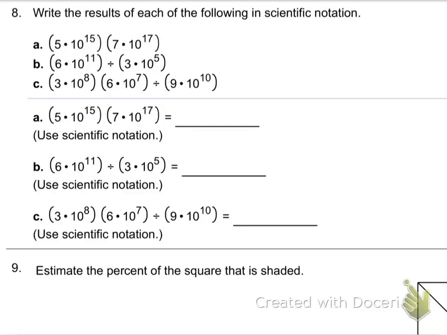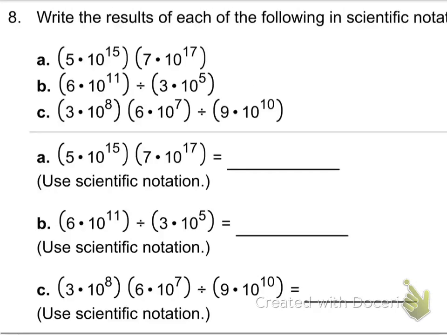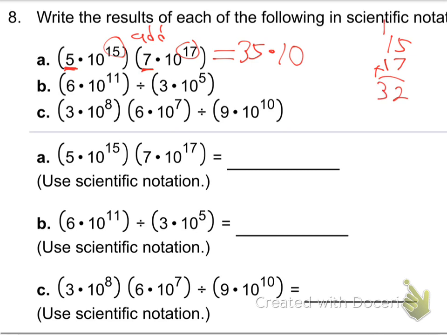Okay. So how do you multiply in scientific notation? To multiply these guys, we go 5 times 7, 35. You can do that by hand, right? 5 times 7, 35, times 10. And what do you do with the powers? You add the powers. Yeah, remember powers add? So you just go on the side of your paper, 15 plus 17 is 32, to the 32. And that is almost right.